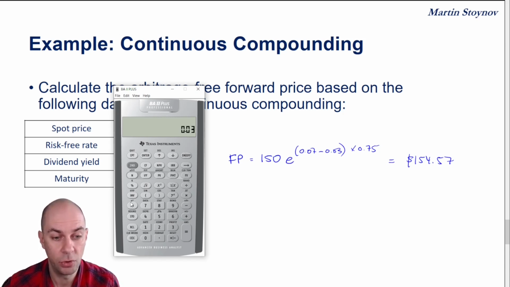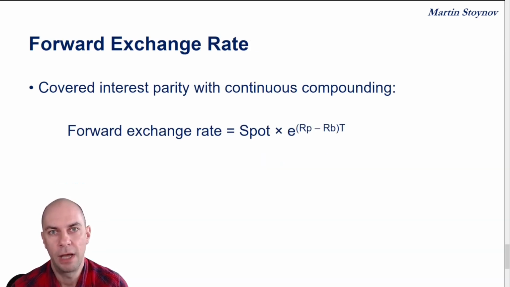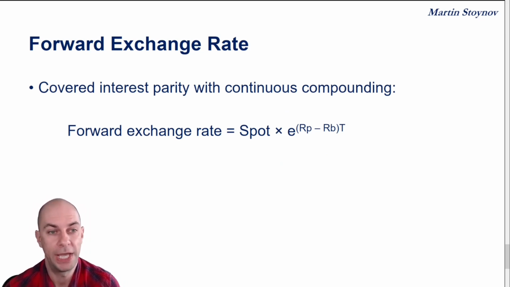So you can see here you've got e to the x above the natural logarithm. So how do we access labels above the buttons? Of course, we use the second button, so second ln. Therefore, that now gives us e to the power of that power here. And finally, we have to multiply by 150, and that's going to give us our answer here, which is $154.57.